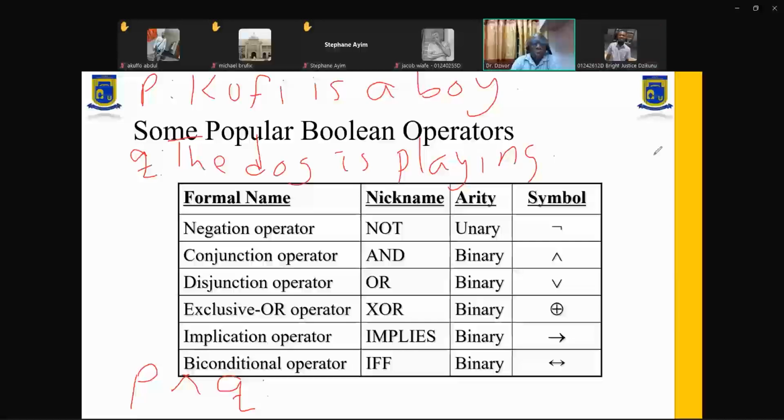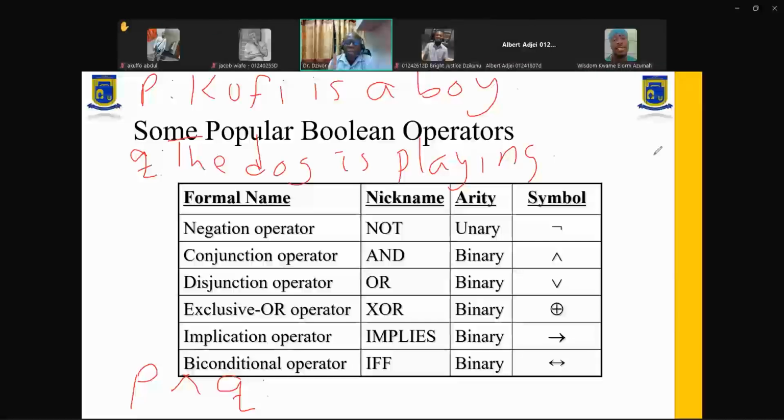Okay, good. So you see the statement here. There are two simple statements combined with the AND operator. The AND operator in logic is called the conjunction operator. I will use this downward angle as the conjunction operator. So P conjunction Q means that Kofi is a boy and the dog is playing. I hope that is clear.